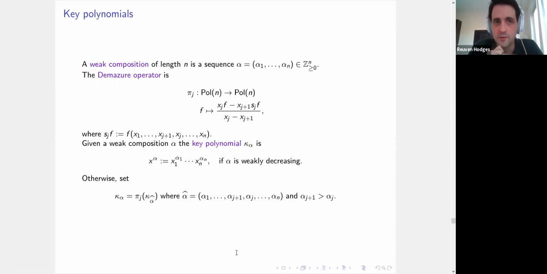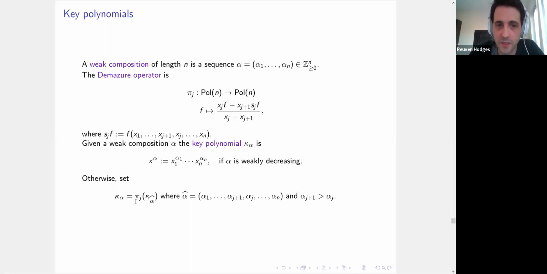You start off with a weak composition. This is just a vector of non-negative integers. Then you define the Demazure operator. This is an operator that takes you from polynomials to polynomials. It looks like this. It's a little messy, but that's the definition. Then using this operator, you can define key polynomials. Given a weak composition, the key polynomial kappa alpha is just equal to this monomial if alpha is weakly decreasing. And if alpha is not weakly decreasing, then you have a recursive definition.